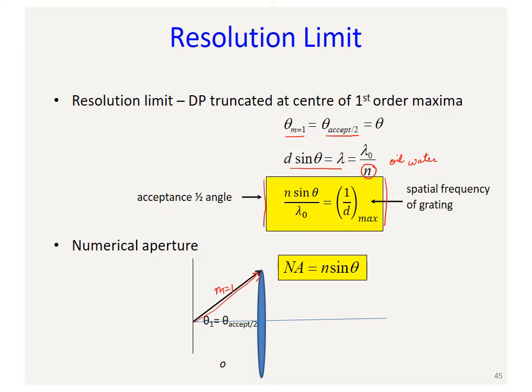The smallest possible d that we can see, or the largest possible 1 on d, that is the spatial frequency, is equal to n sine theta over lambda naught. And n sine theta crops up in so many expressions that it's given its own name, numerical aperture, where n is the refractive index of the material in which the waves are traveling. It's usually air.